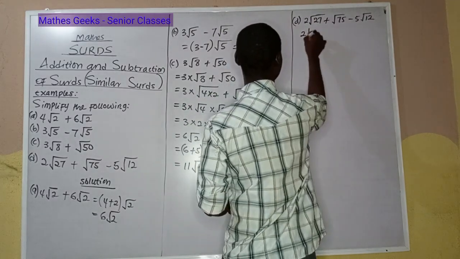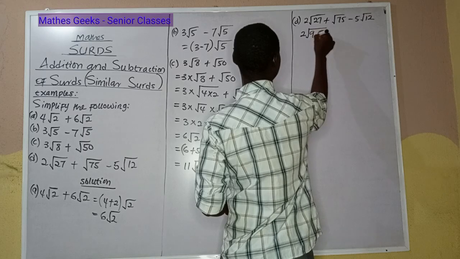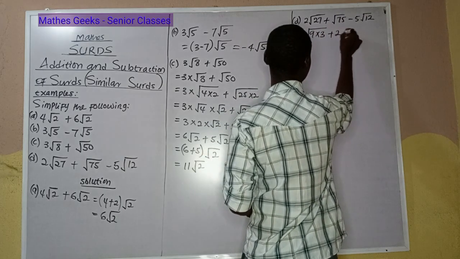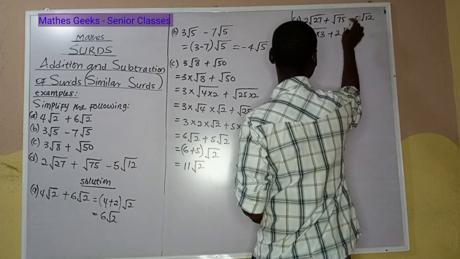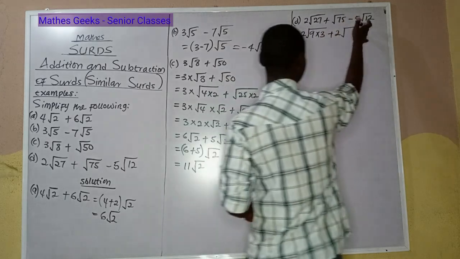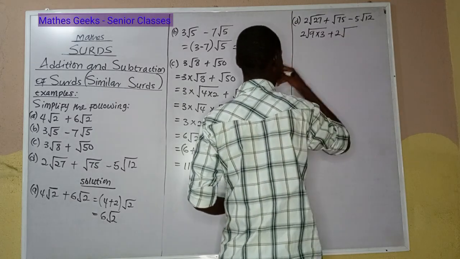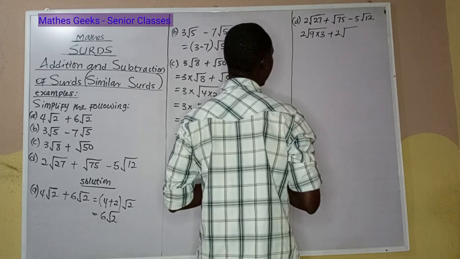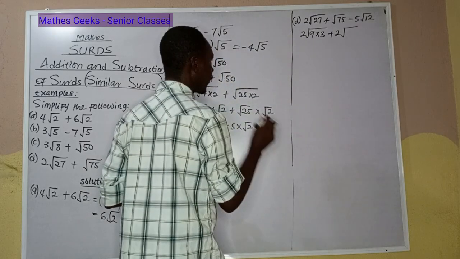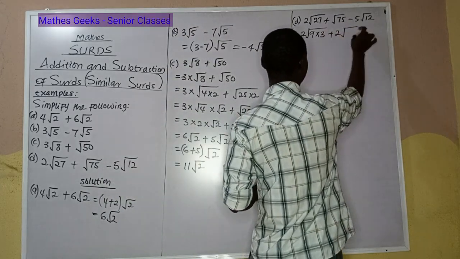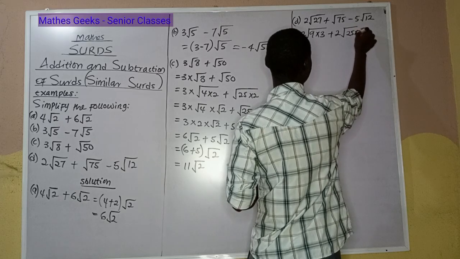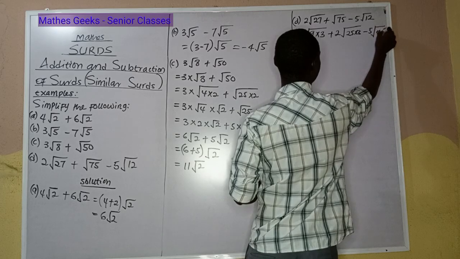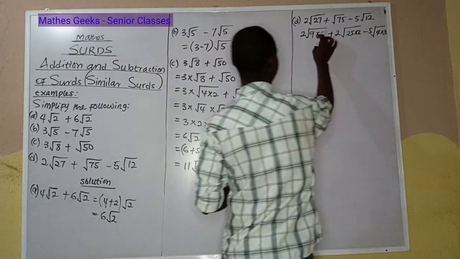So this will give us 2 root 9 times 3, which gives 27. I'm going to use a factor here so that the surd we are not going to get the square root of will also be 3. So 75 will give me 25 times 3, and then minus 5 root 4 times 3. So I have 3 here, 3 here, and 3 here.